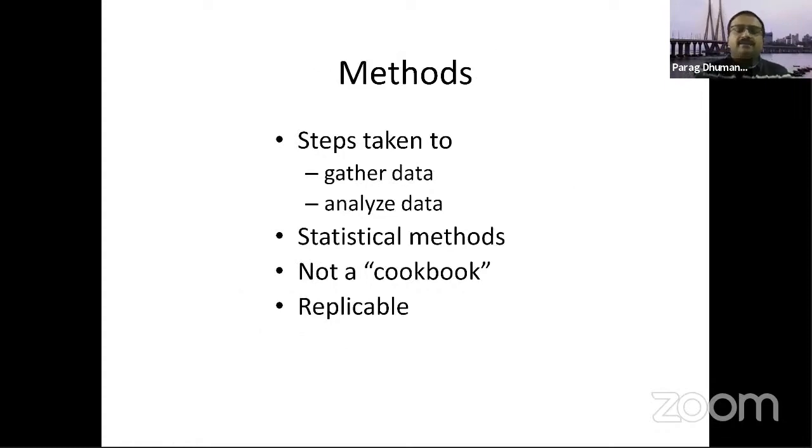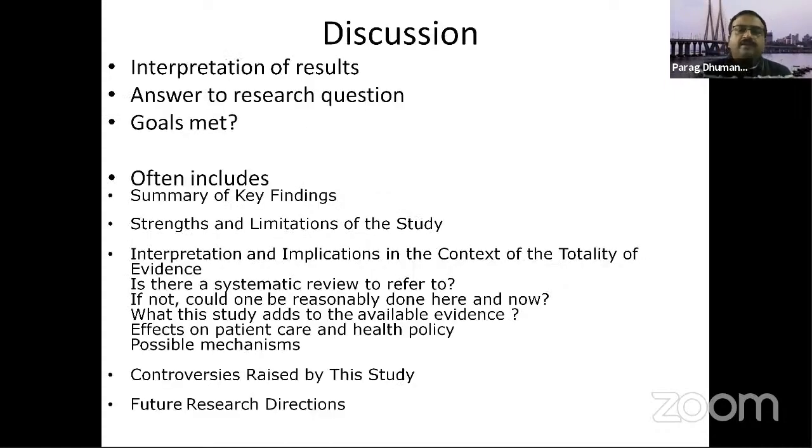Method: exactly the methods applied to gather the data, to analyze the data, statistical methods used, but it is not a cookbook. It is not telling you to do your study the same way. It is specific for that article, but it is of course replicable. In the discussion, they first interpret their results. They claim whether they have answered the research question, whether they could meet the goals. It often includes the strengths and limitations of the study, which is important.